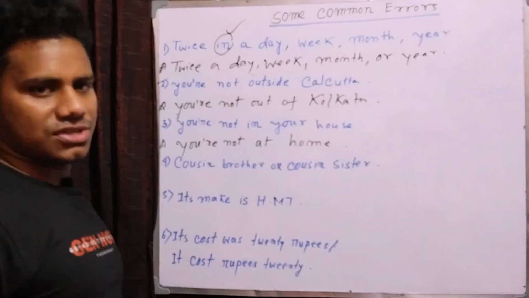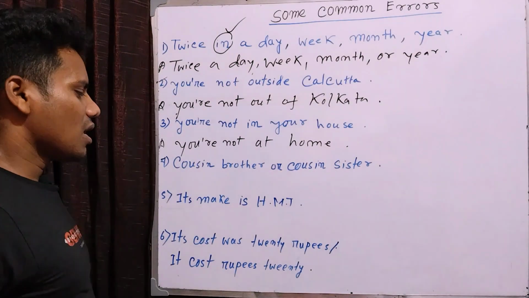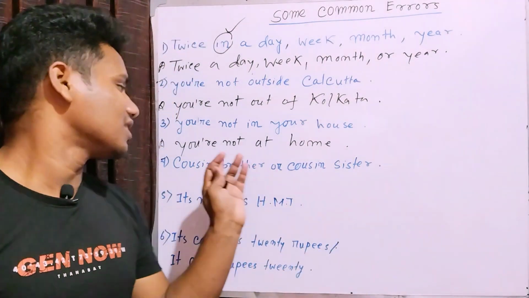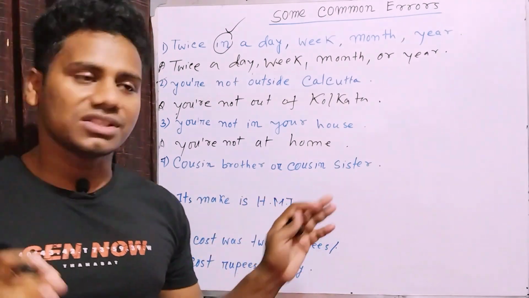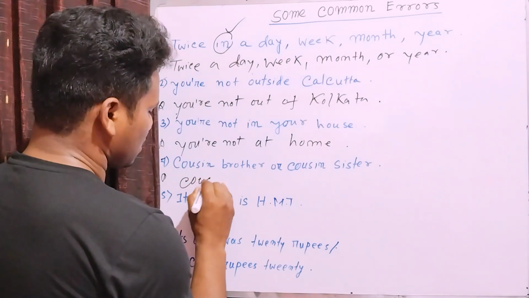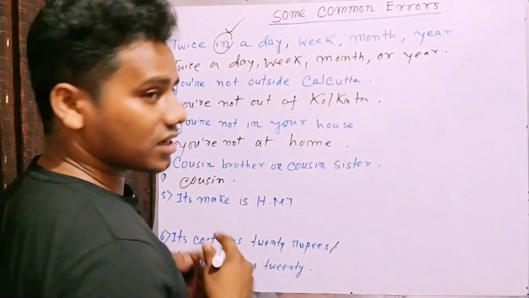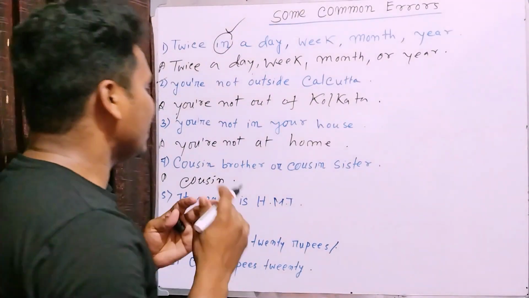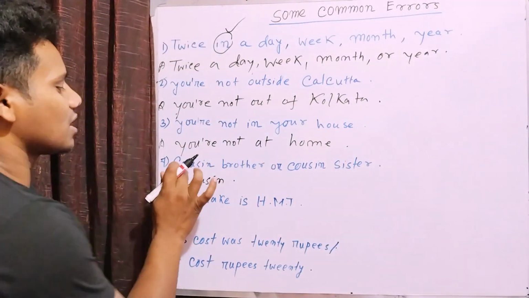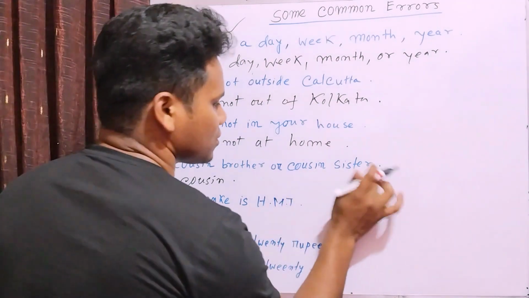You're not at home. Next: cousin brother or cousin sister. We can't use cousin brother or cousin sister. It will be just cousin. Cousin refers to both brother or sister. We can't use cousin brother or cousin sister.